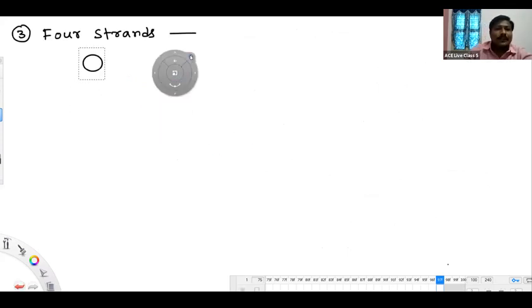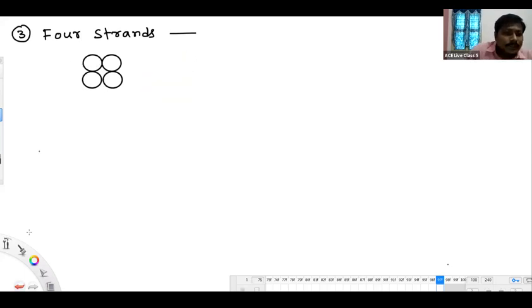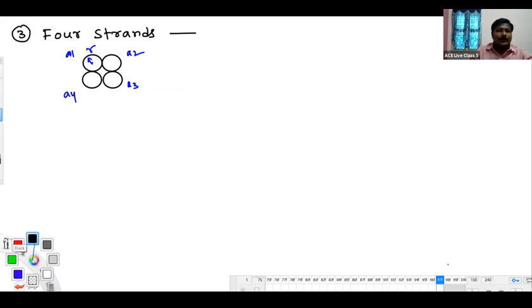So this is strand 1, A1 you can say. Strand 2, it is A2. Strand number 3, A3. Strand number 4, A4. Okay, so it is A1, A2, A3, A4. Next, the radius of each and every one will be small.